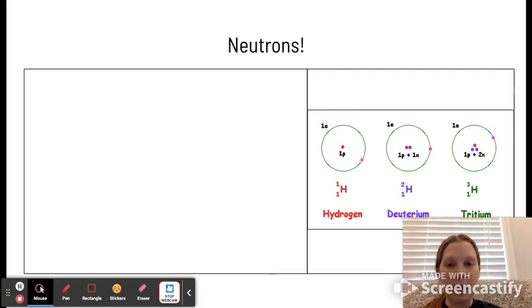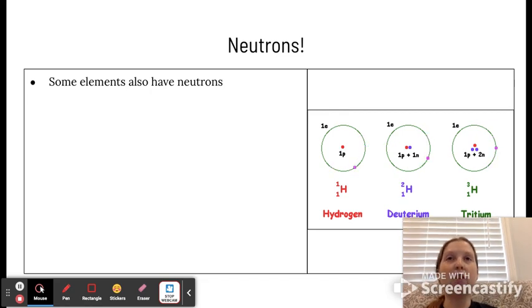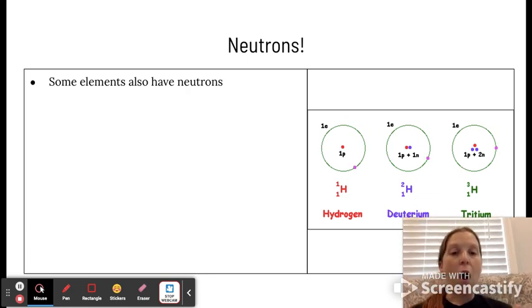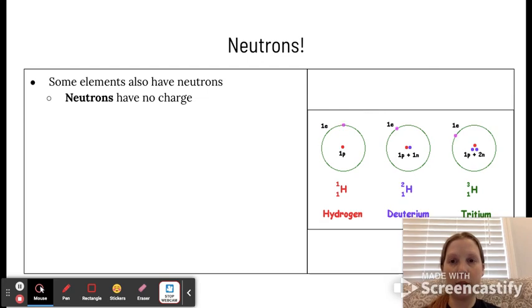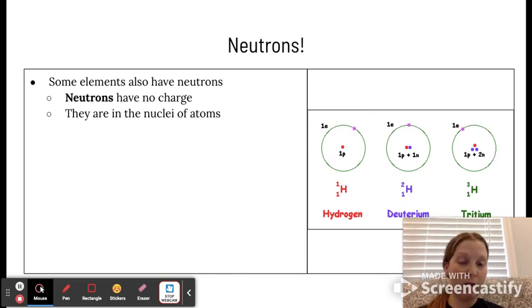Our next one is neutrons, and neutrons really don't have to equal out to anything in particular. They don't have to be equal to the number of protons or electrons. Almost all elements have neutrons. Hydrogen is one that does not have a neutron. And neutrons have no charge. So neutral, neutron, no charge. And these are also in the nucleus of the atom with the protons. So that should tell you that the nucleus has a positive charge, because they've got positive protons and neutral neutrons. So positives and neutrals give you a positive charge.